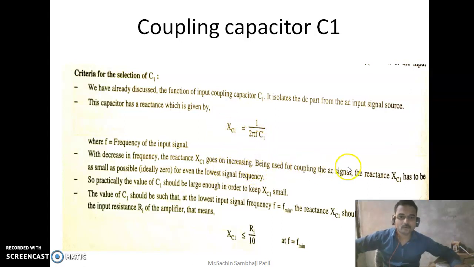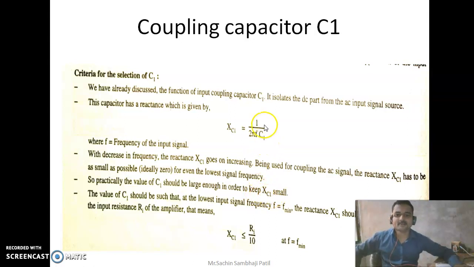Since it is used for coupling the AC signal, the reactance XC1 has to be as small as possible, so that high frequency input signals can be applied. Practically, the value of C1 should be large enough, so that the value of the coupling capacitor C1 makes XC1 very small.